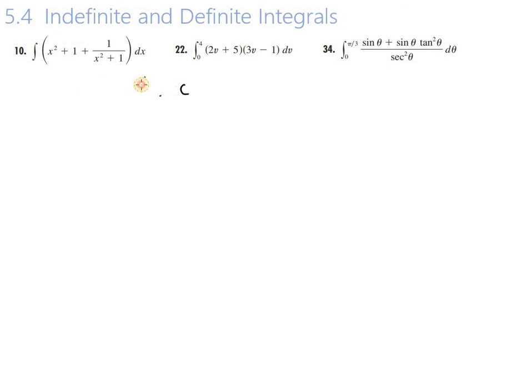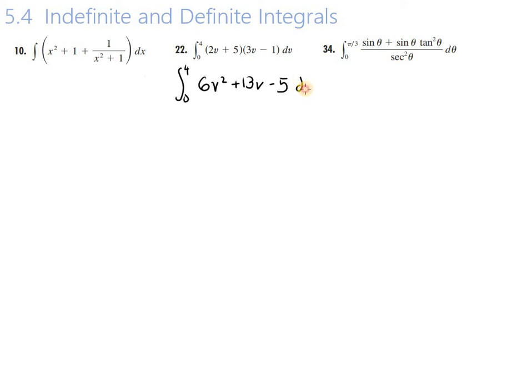So 22 is not in one of the forms from the table. It's a product, and we don't know this sort of anti-product rule, the antiderivative for products. But fortunately, again, some algebra will help us out here. So I'm going to do a little bit of algebra before I actually start doing any calculus. I'm just going to multiply this out. This is a FOIL. So multiplying the first terms gives me 6v squared, and then I get 15v minus 2v, so 13v total, and minus 5 on the end.